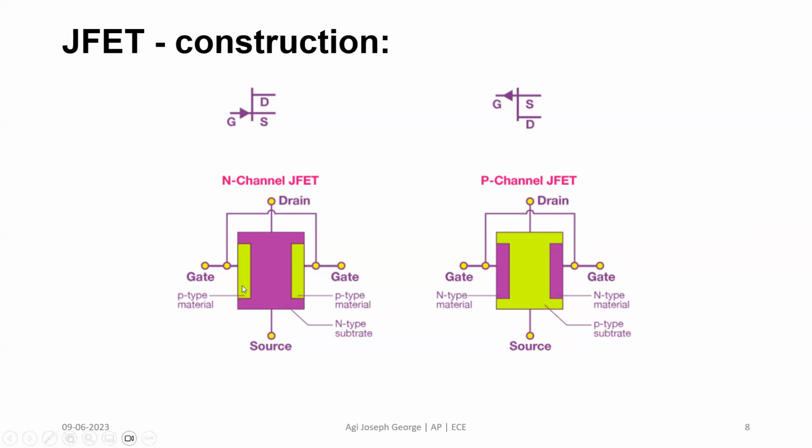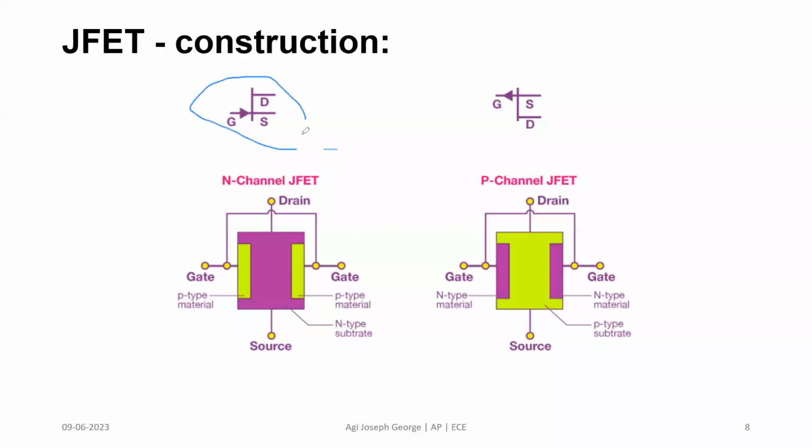You can see the yellow region, the fluorescent yellow or green, whatever you can call it, that is the P-type material, and the violet region is the N-type substrate. The N-type substrate constitutes the major area. So you can see the channel's major charge carriers are electrons. So this is an N-channel FET. You can see the symbol on top.